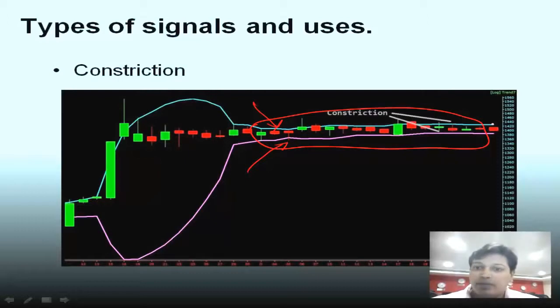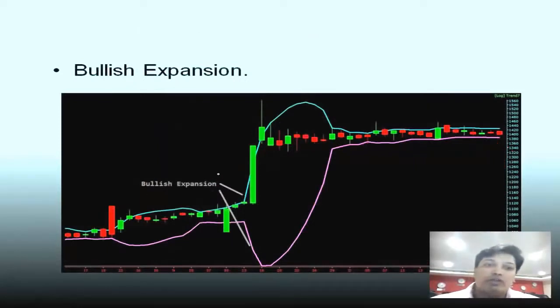Unfortunately, with Bollinger Bands we can't make out whether the breakout is going to be on the upper side or the breakdown is going to be on the lower side. One variation of it is called bullish expansion.